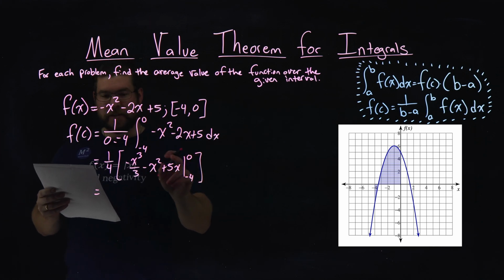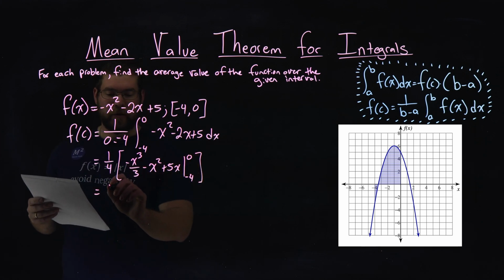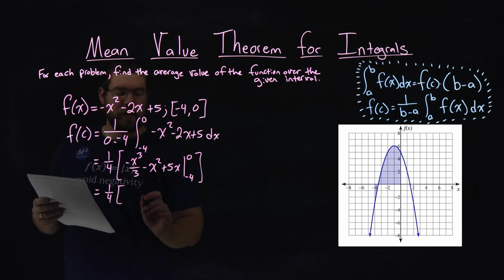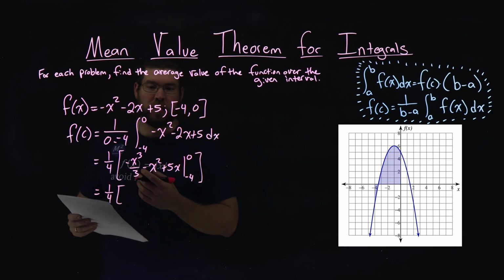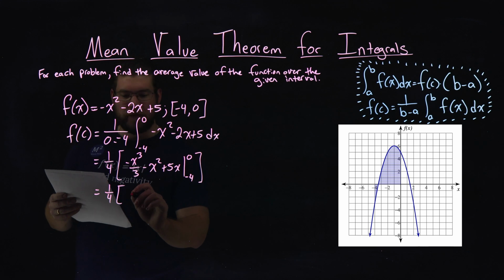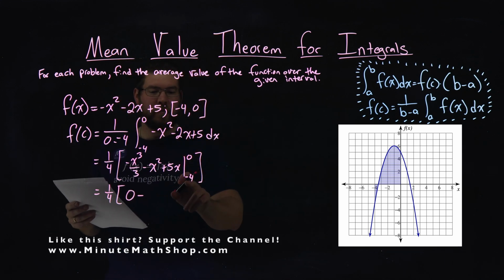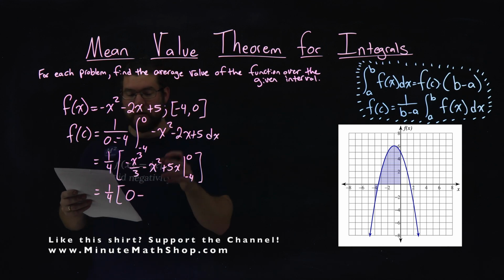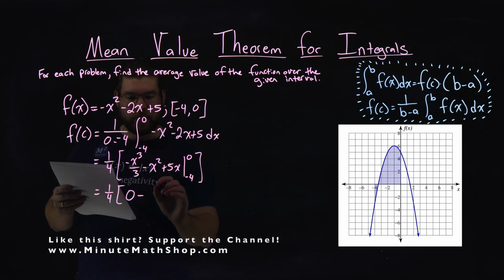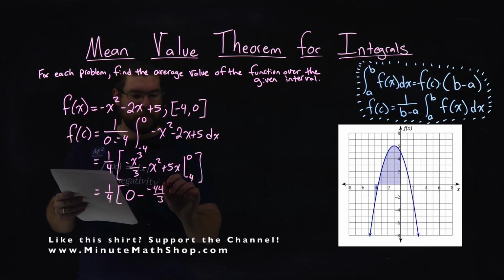So we're first going to plug in 0 for x, then negative 4. So 1/4 stays out front here. When we plug 0 into our integral here, it just comes out to be a 0. We subtract that, and then we plug in negative 4 for x, and when I plug in negative 4 for x for all of this, I got negative 44 over 3.